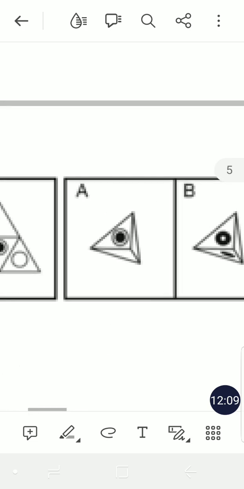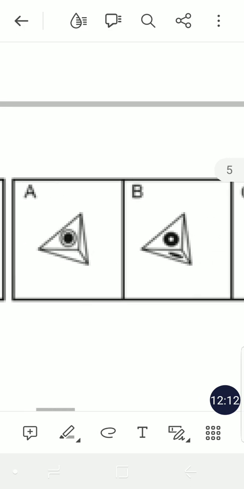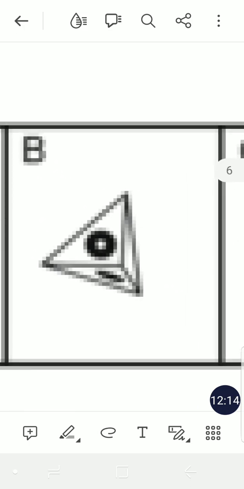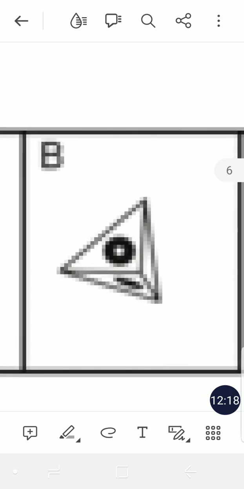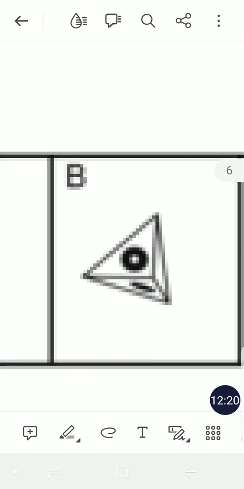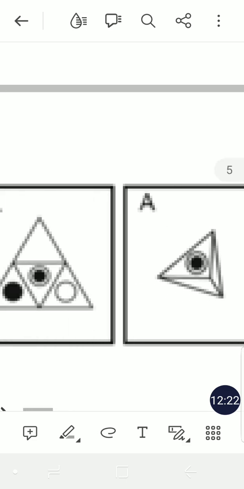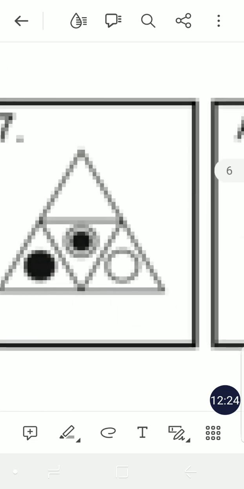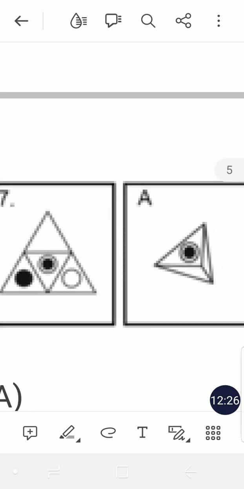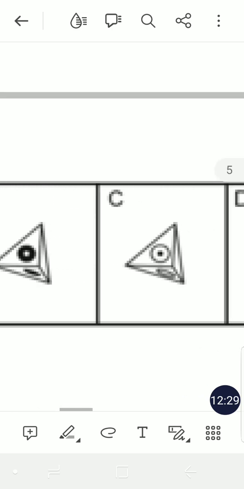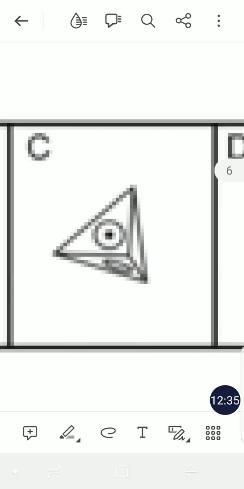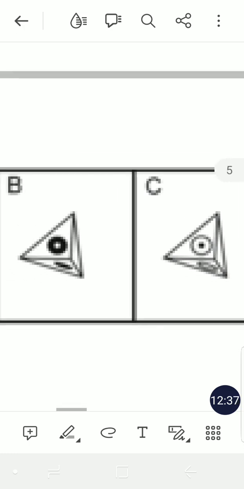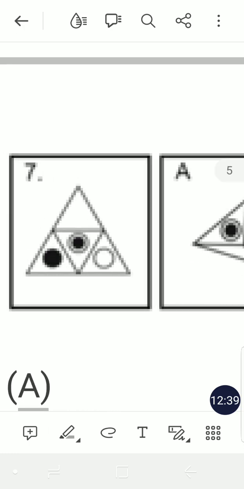Now B is eliminated right away because the dot here has a small white in the middle of it, whereas in the question it doesn't have any of that property. So B is eliminated right away, and so is C because the pattern of the dot you cannot see on the question here.